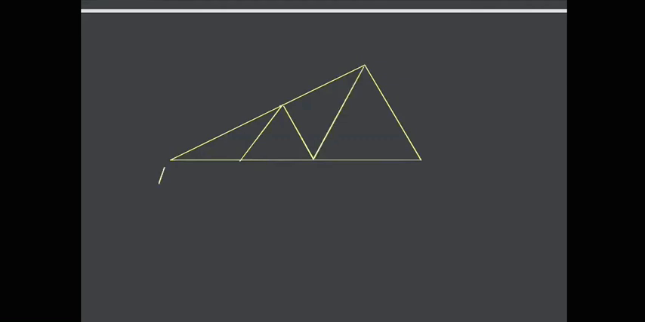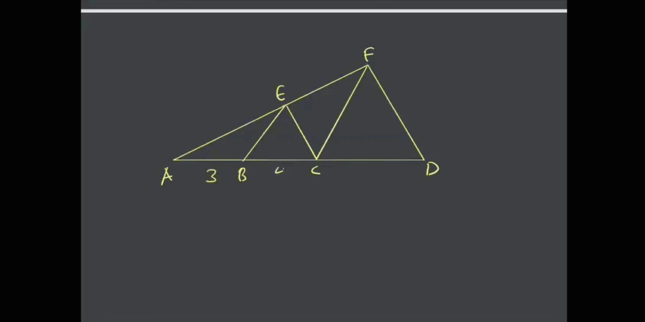So say this is A, D, E, and F. So AB is given to me as 3, and BC is 4, CD is 5, AE is given as 5, and EF is given as 4. Fine. So we need to find the ratio of areas of triangle EBC to the area of triangle FCD.